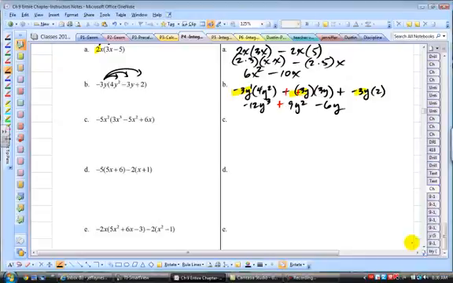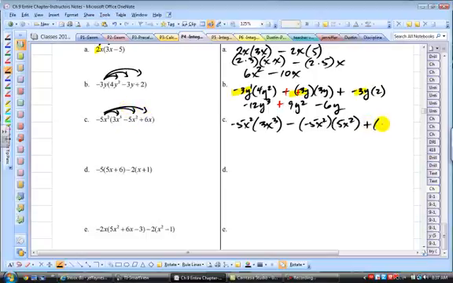Okay, and the next one here, I have to take a negative 5x squared and multiply by 3x cubed first. So negative 5x squared times 3x cubed, minus negative 5x squared times my second term, 5x squared, and then plus negative 5x squared times my third term, 6x. So all I did was distribute through 3 times, and then I regroup and multiply.